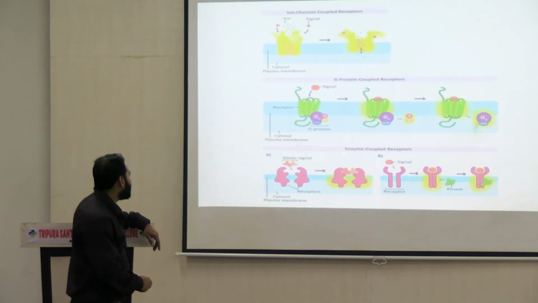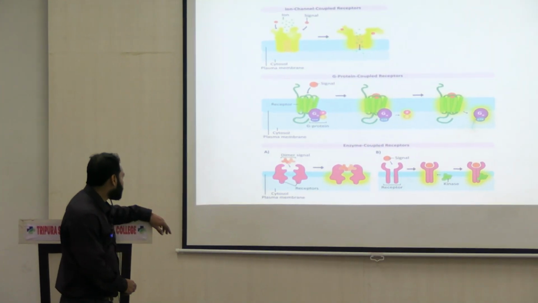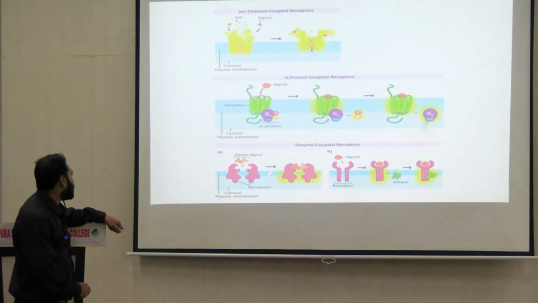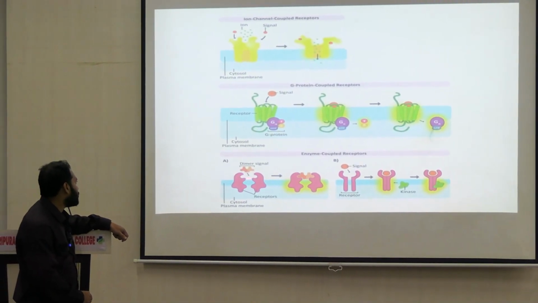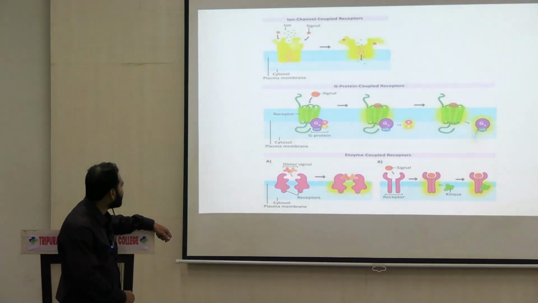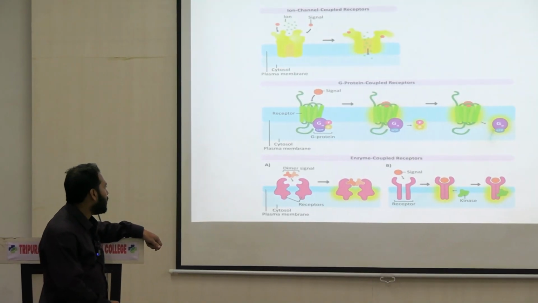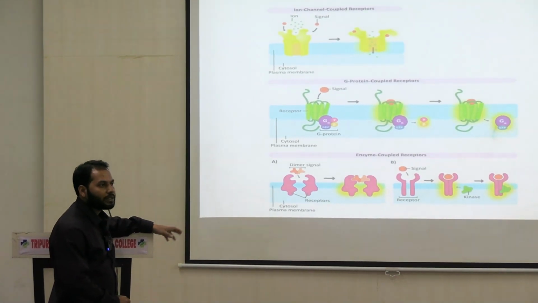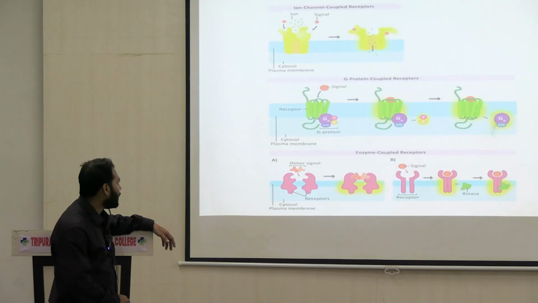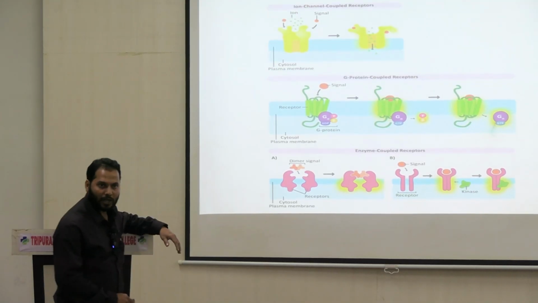Another important one is enzyme-linked receptors. You can see how the binding of the signaling molecules leads to changes in the conformation of these receptors. So these are some important types of signaling pathway receptors.